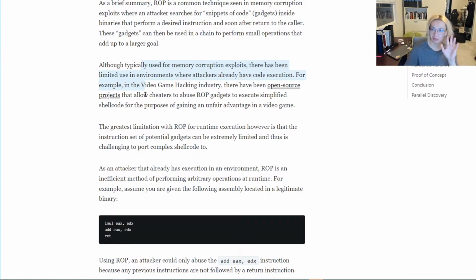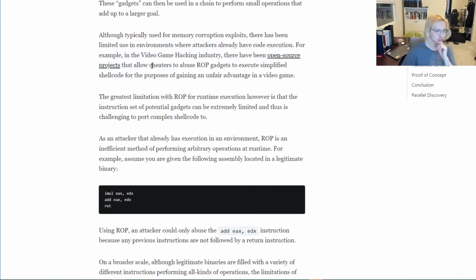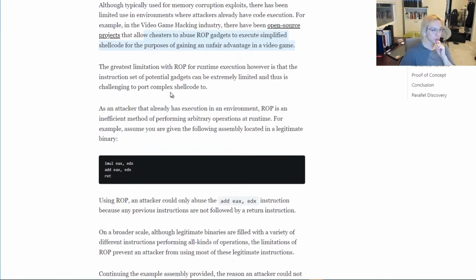Hey Justin, what's up? Although typically used for memory corruption exploits, there has been limited use in environments where attackers already have code execution. That allows cheaters to abuse our... Oh, okay. So it's like video game exploits use this too. All right, cool. The instruction set of potential gadgets can be extremely limited and thus challenging to port complex shellcode to.